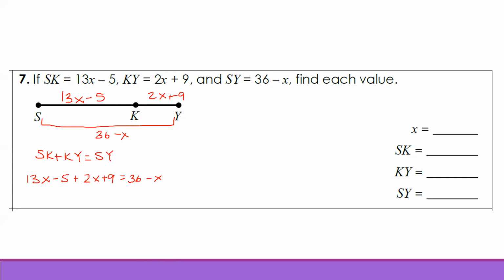Let's combine our like terms. 13x and 2x gives us 15x. Negative 5 plus 9 gives us a positive 4. I like to get all my x's to one side, so I'm going to go ahead and add an x to both sides. So 15x plus x is 16x, leaving me with just 36 on the right. I'm going to subtract 4 from both sides.